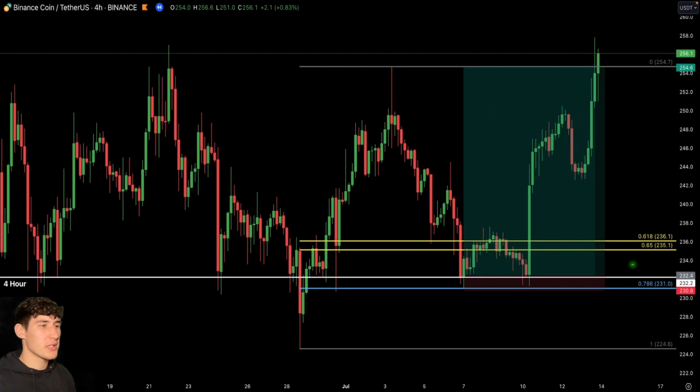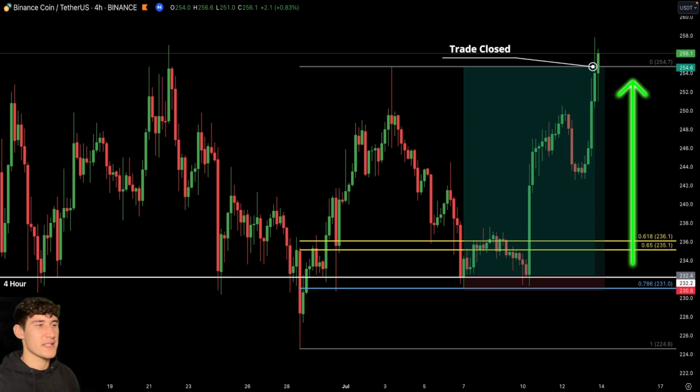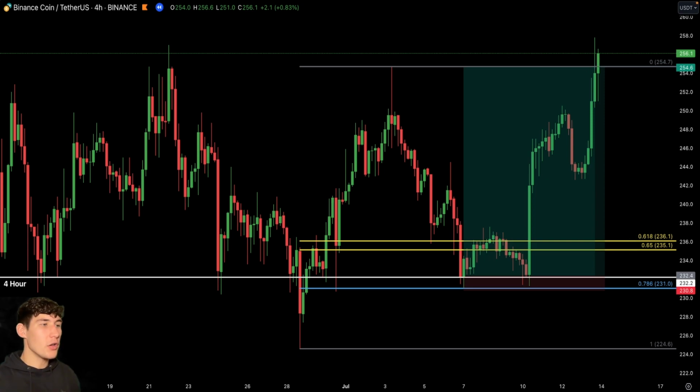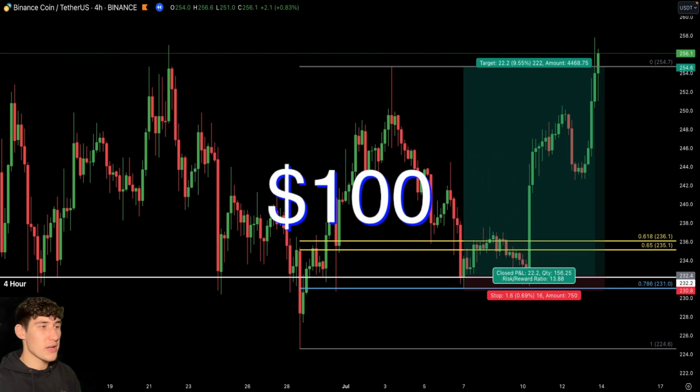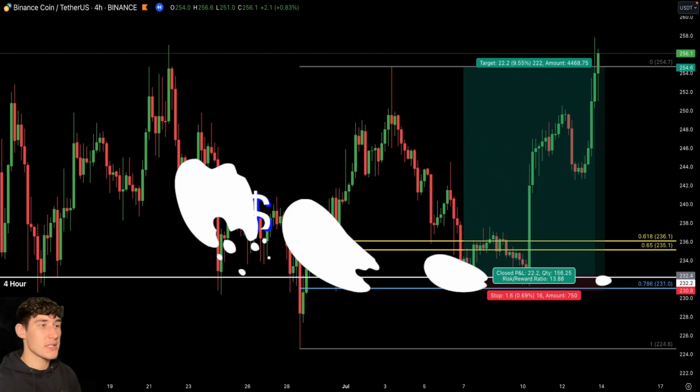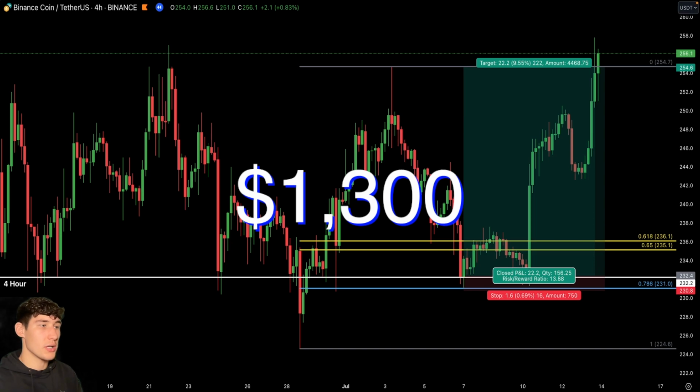The market responded with an upwards movement, prompting us to conclude the trade at the resistance level, consistently aligned with the 0 point of the Fibonacci retracement. Evaluating the risk to reward ratio, we took on a risk of 1 to potentially gain 13 times more. In practical terms, a $100 risk on this trade could have resulted in a $1,300 gain.